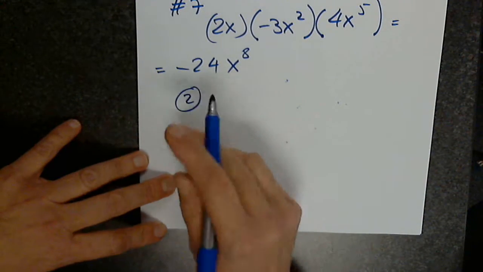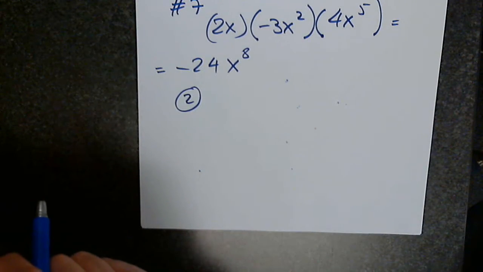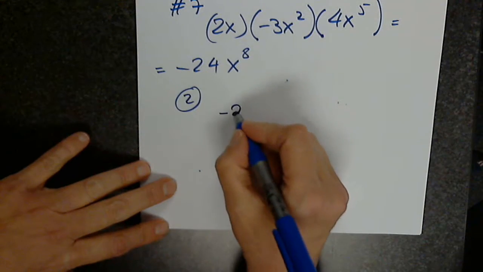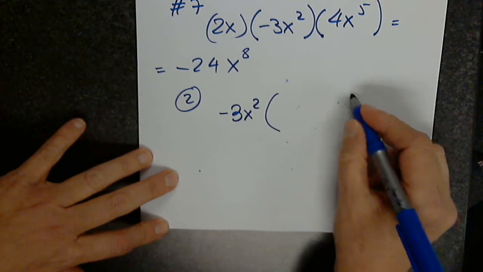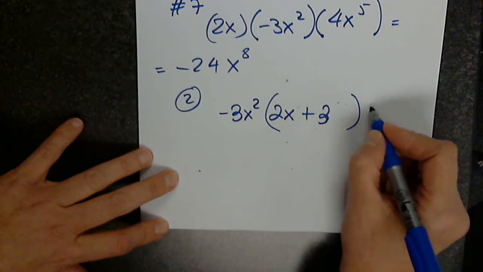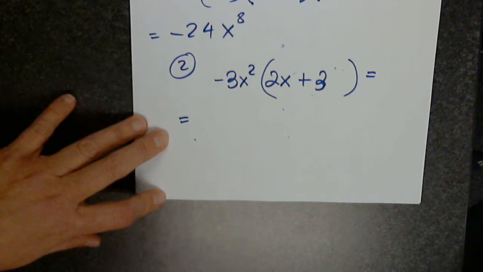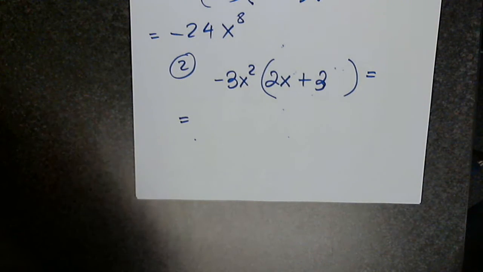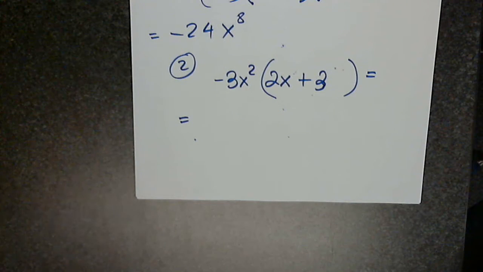Situation number 2, in which we multiply a monomial by a binomial or anything else. Let's say negative 3x squared multiplied by 2x plus 3. What page is this number 2 on? No page yet, I just made up the example. They're all on page 334, 335.